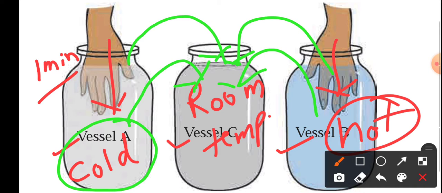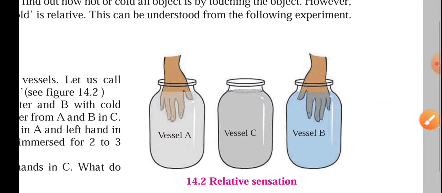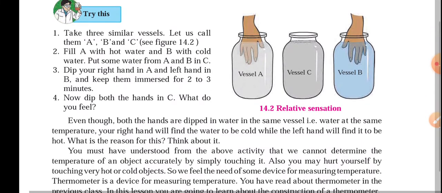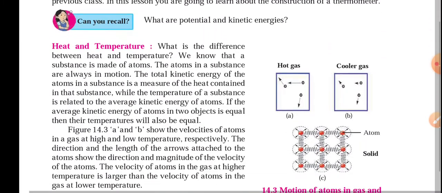So it's really happening. When you insert your hand in the container with the room temperature water, you will feel a difference in the temperature that you are sensing by your hand. It will be a totally different experience, and because of this we say that the sense of temperature, hot or cold, is relative.